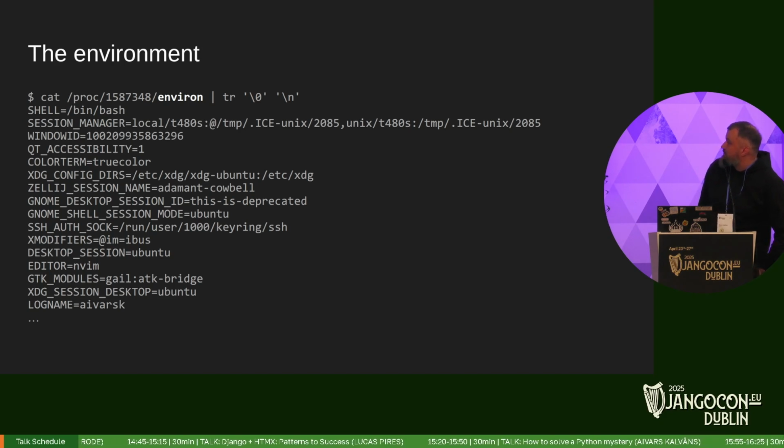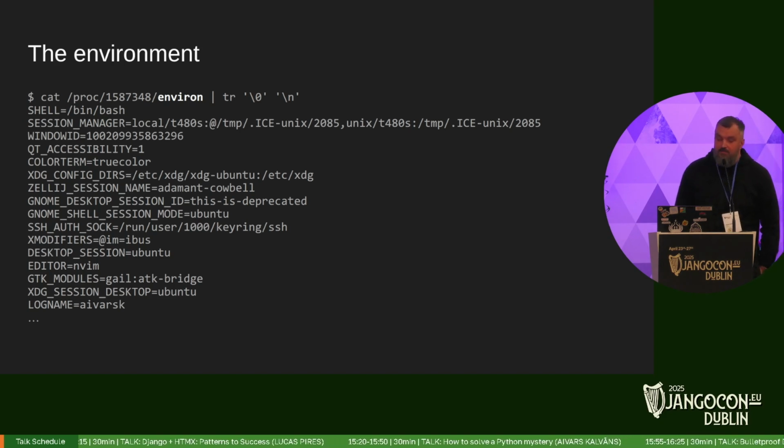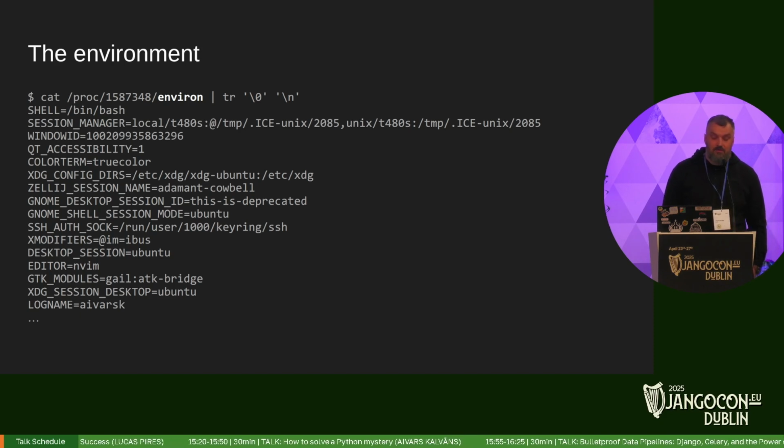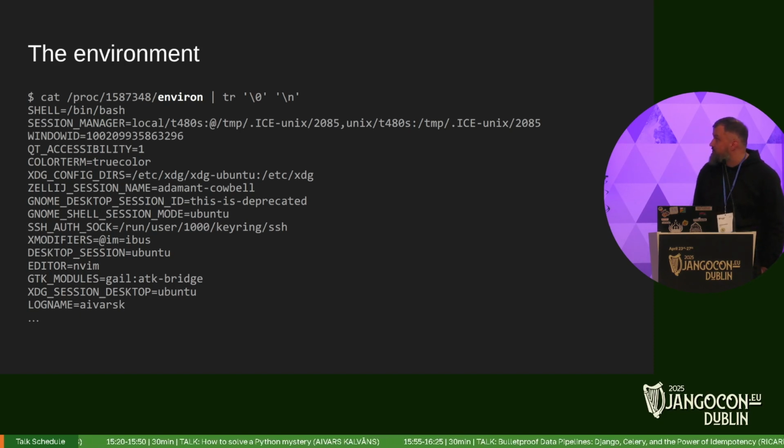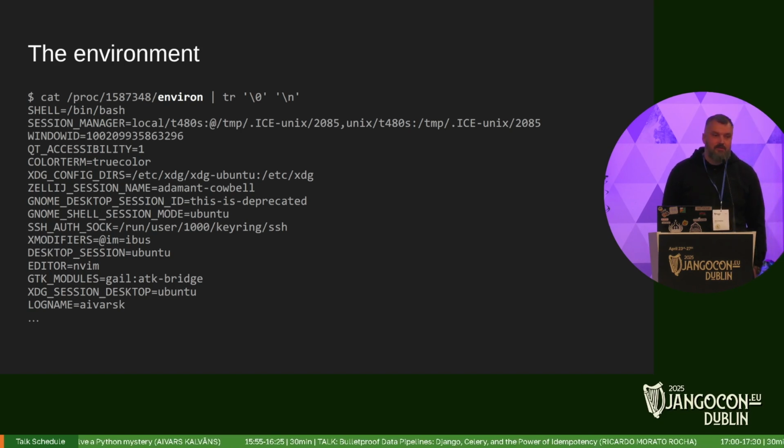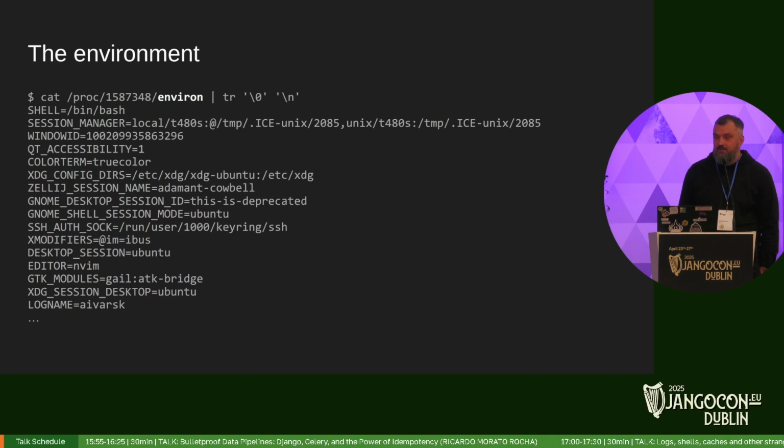So the most interesting piece of information there is the environment of the process. These numbers are the process ID, and then /environment is the file that contains all environment variables of the process. However, these are stored as C-style strings, so there's a terminating binary 0 for each string. So what I typically do is use the translation utility to replace binary zeros with new lines, and then I get access to the full environment.